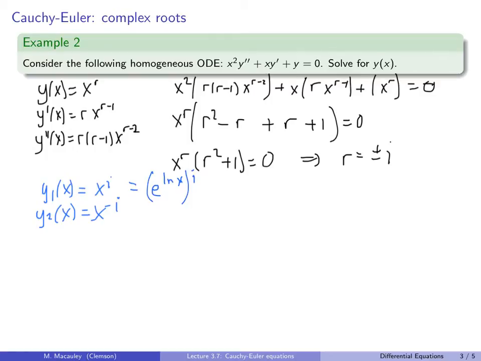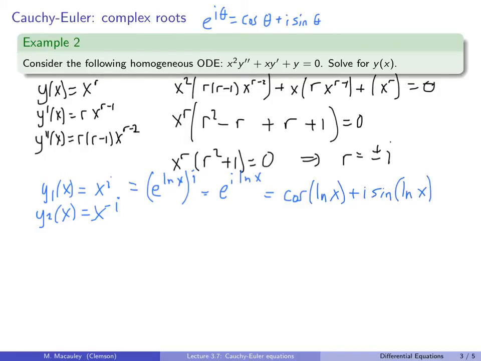Okay, why did I do that? Well, that's just e to the i natural log of x, and I bet you know where it's coming from. Yep, Euler's formula. Remember that? e to the i theta equals cosine of theta plus i sine of theta. So this reduces down to cosine. My theta now is natural log of x. So cosine of the natural log of x plus i sine of the natural log of x.